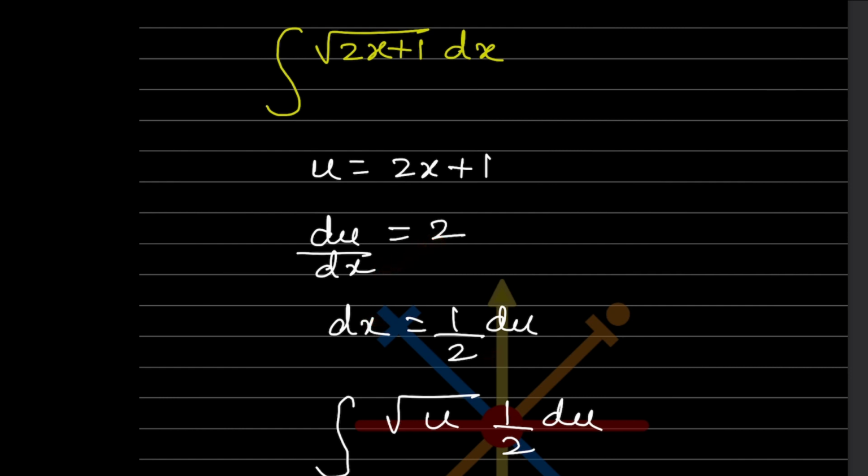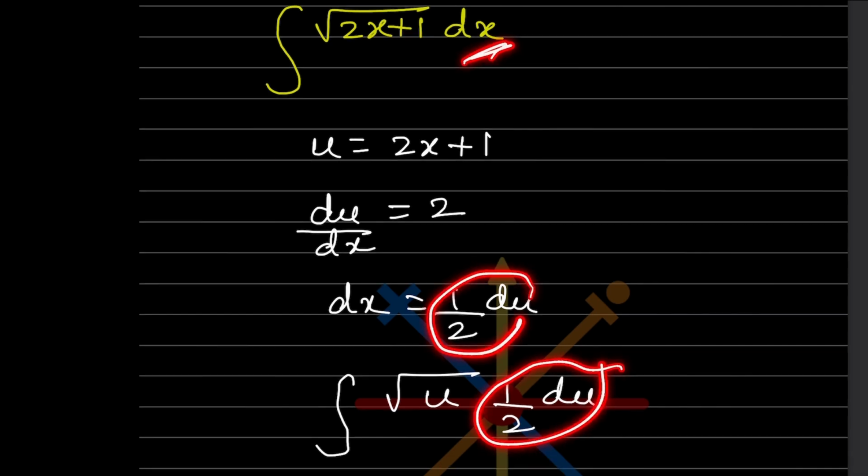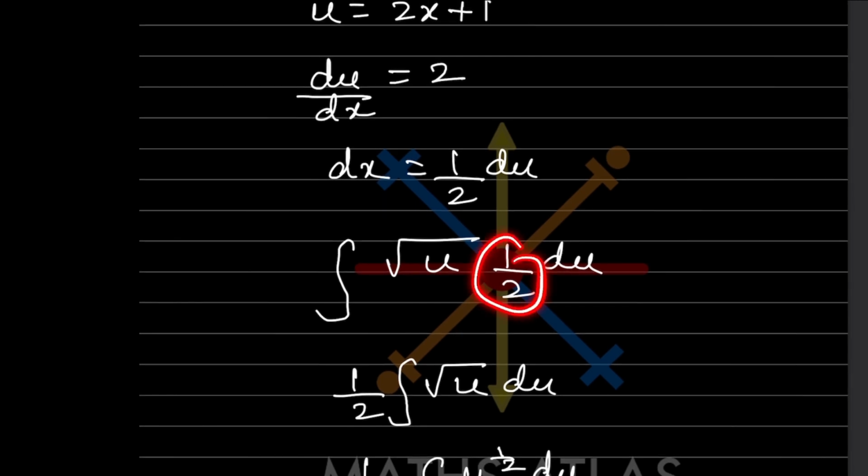So now let us put this value of dx in this equation, the original one. So now you know, we have considered this as u, so that will be root of u. And in place of dx, you are going to write half du. So now this half is constant, we'll take it outside the integral sign. And this will be root of u du.